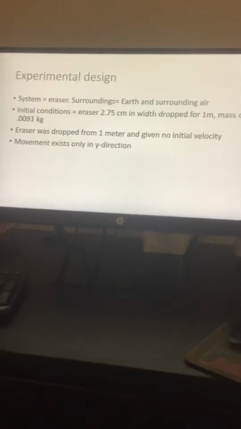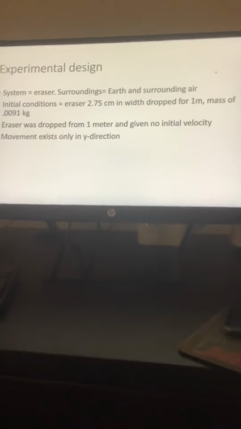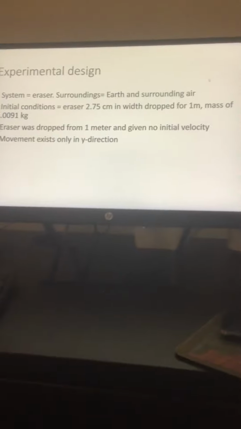The initial conditions were that the eraser was 2.75 centimeters in width. It was dropped from 1 meter, and it had a mass of 0.0091 kilograms. This movement exists only in the y direction, and the eraser was chosen due to having a high surface area. Therefore, it would be more prone to decelerate due to drag, or F net would be significantly lower than F of G, versus dropping just a rock, which really does not have that much drag undergoing it.